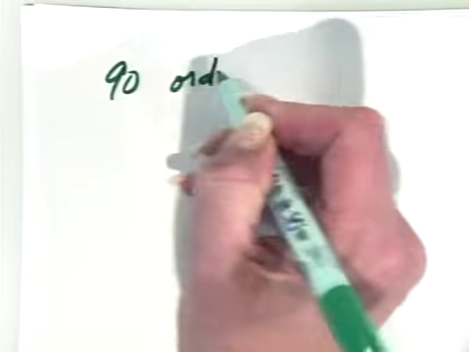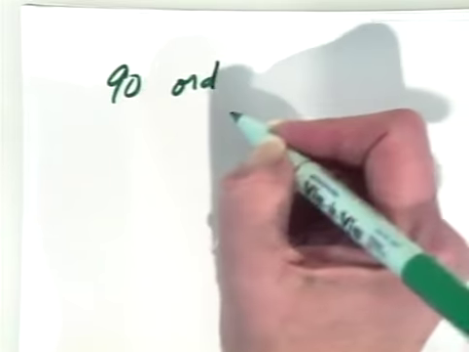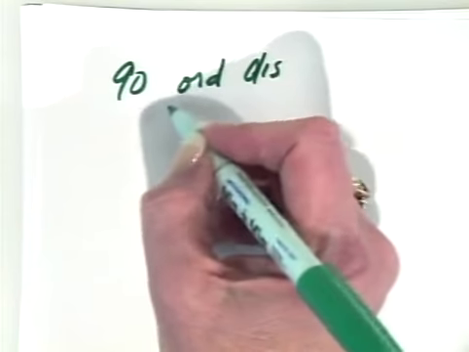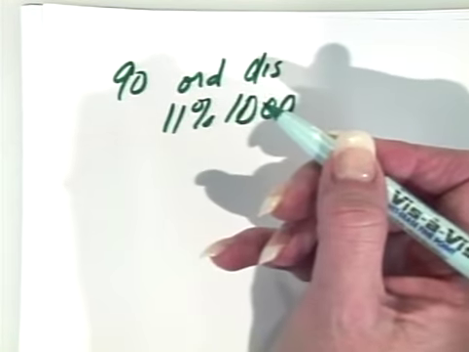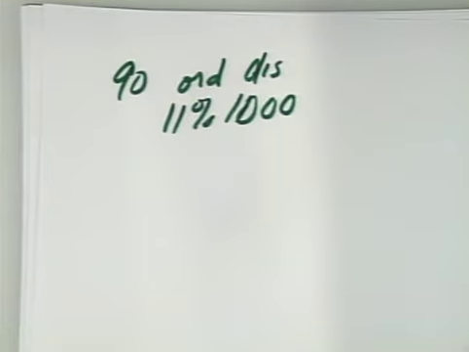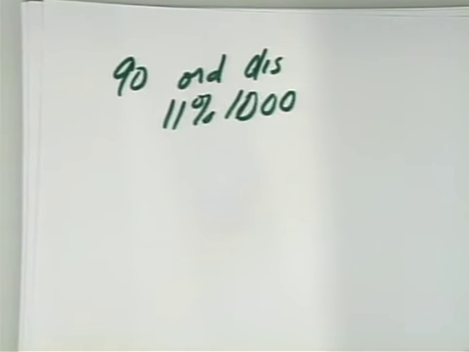We've got a 90-day ordinary discount interest note at 11%, $1,000. Do we need to know anything else? No. The question really is, what is the effective rate or the APR? Okay, 90-day ordinary discount interest note, 11%, $1,000.